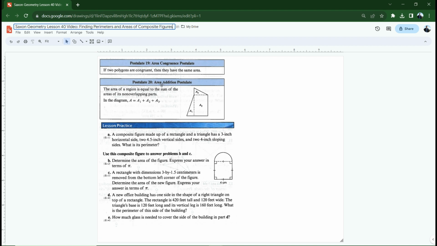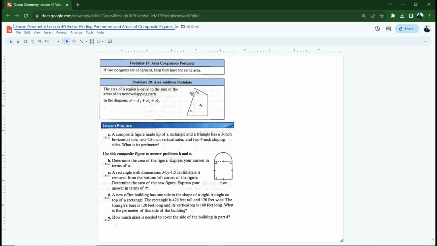And then postulate 20: if you add the areas of a bunch of polygons in a composite figure together, as long as each area is only represented once and the entire area is accounted for, okay? So we don't have any overlapping parts, and also, we're not excluding any parts. If we add together the areas of each part, we get the area of the whole.